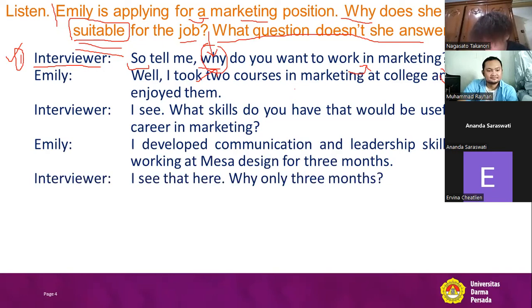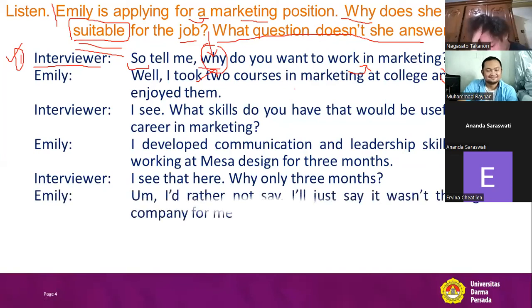I see that here. And this is a very specific question. Why only 3 months? So the one that I talked to you, she said, I'd rather not say. I'll just say it wasn't the right company for me. It's like she doesn't want to really be telling the reasons in detail. The only thing that she says is it wasn't the right company for me.